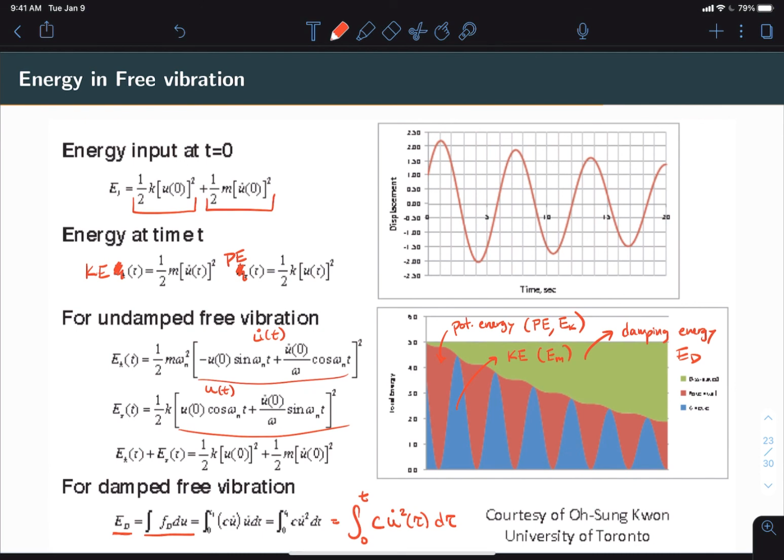So as you can see, at the beginning we start out with some mix of potential and kinetic energy, right, depending on the ratio of initial displacement versus initial velocity. But quickly these start to decay over time, right, as the damping energy increases. So the energy dissipated by damping in green increases over time as the overall sum of kinetic and potential energy decreases.